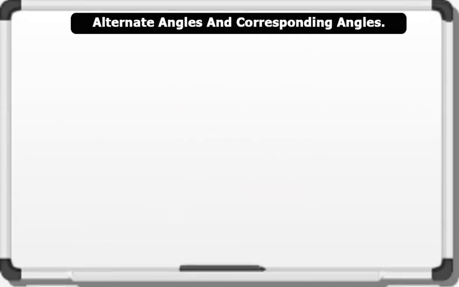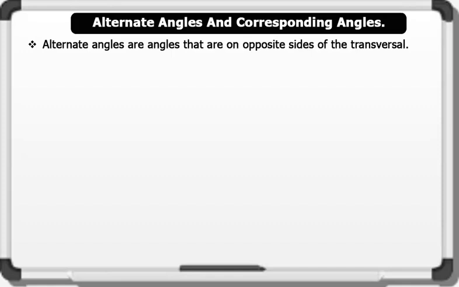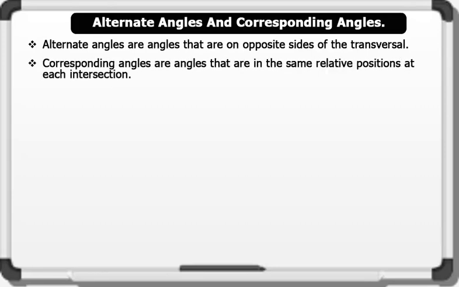Alternate angles and corresponding angles. Alternate angles are angles that are on opposite sides of the transversal. Note that alternate angles are equal, while corresponding angles are angles that are in the same relative positions at each intersection. Note that corresponding angles are equal.